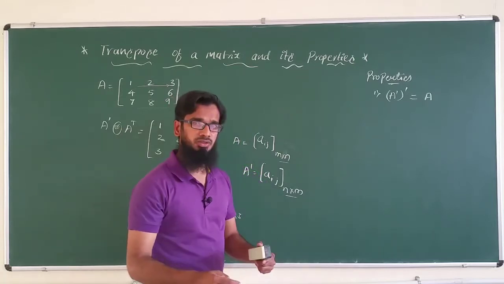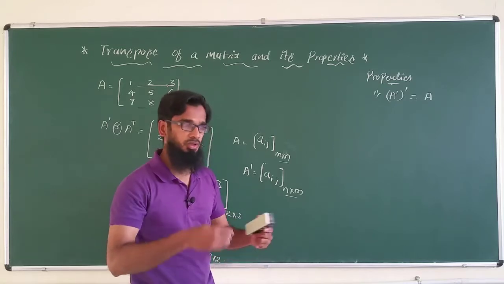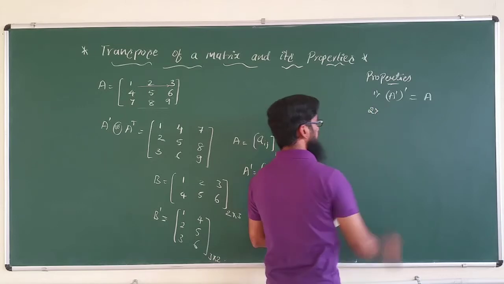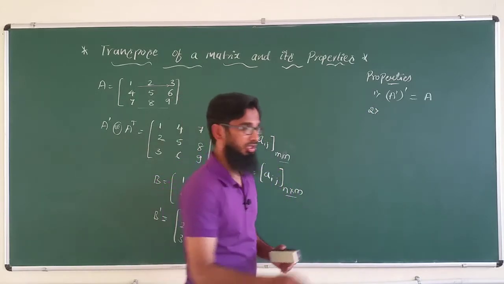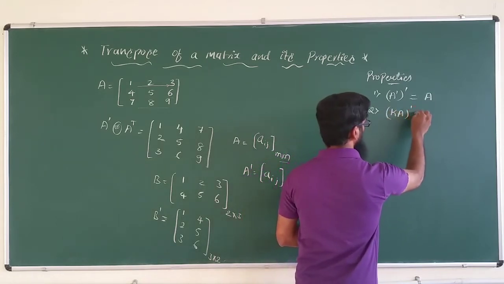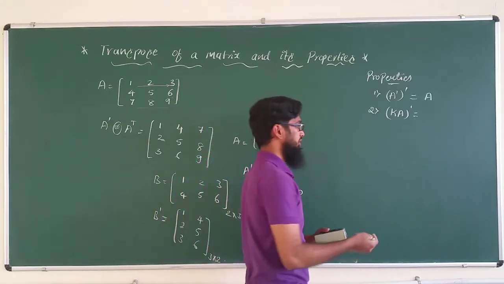Let us first write the properties here. Next we will prove how it is possible. What are the properties here? Now the second property is, if I multiply with a scalar, for example if I take K A transpose, where K is a scalar, a number here, you can take any number.